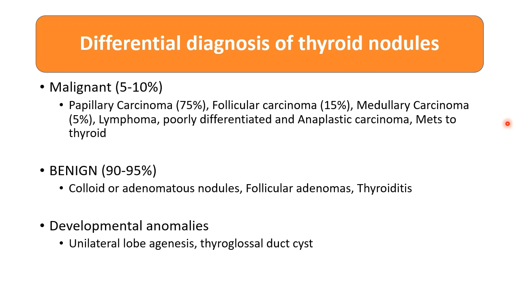Among the well differentiated malignancies, the most common are papillary carcinomas constituting 75% of tumors, followed by follicular carcinomas, medullary carcinomas. Then we can have lymphomas in the thyroid, and we can have metastasis to the thyroid. In addition, we can also have developmental anomalies of the thyroid which can present as a thyroid nodule, like unilateral lobe agenesis or thyroglossal duct cyst.